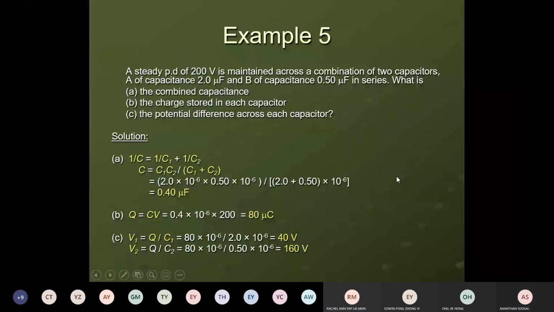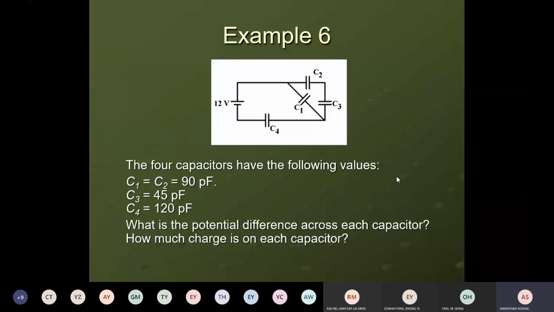So I skip this. This is easy. We go to this question. Okay, this one. One minute for you. The next few slides are the answers, but before we go to the answers, give it a try. Four capacitors are connected as shown above. What is the potential across each capacitor? How much charge is on each capacitor? So find the potential across each capacitor.